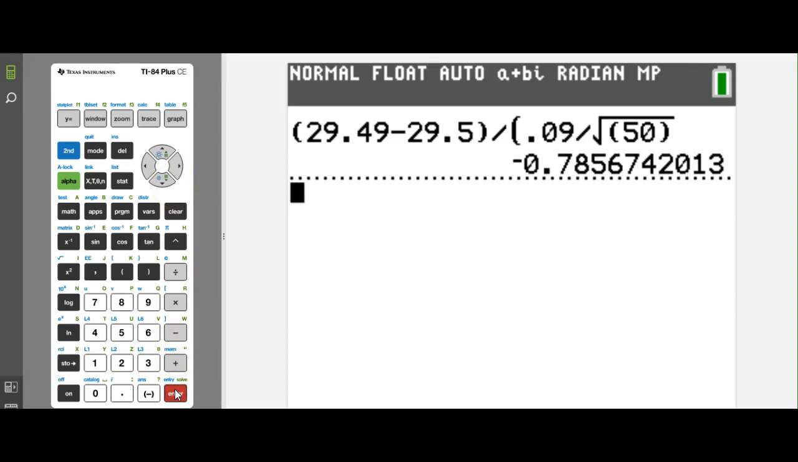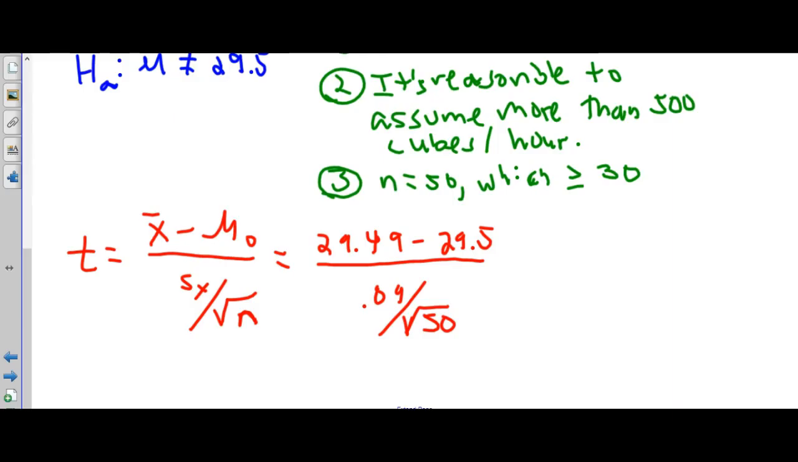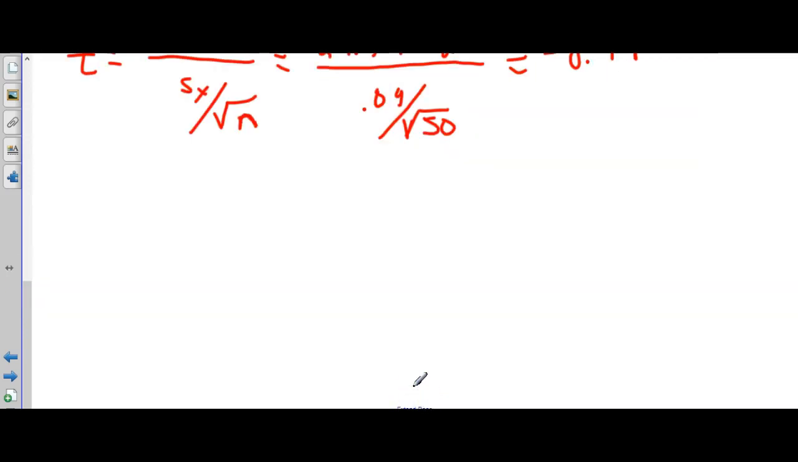And so our test statistic value is negative 0.79 approximately. And what I'm going to do right now is show you how to get an approximate value from the t-table. So from our t-table, and remember you can find your t-table in the appendix of your textbook.